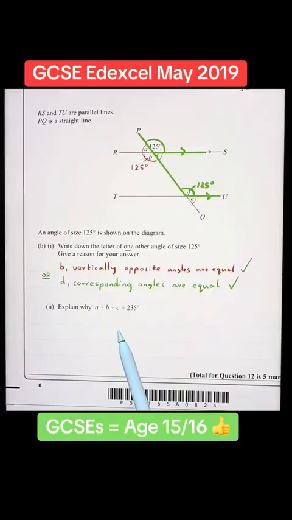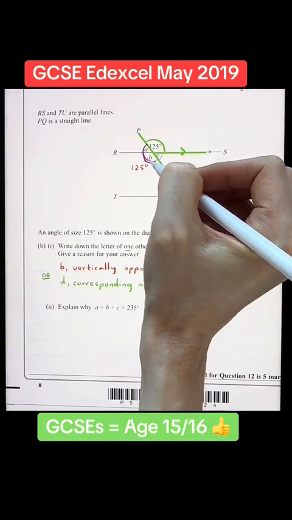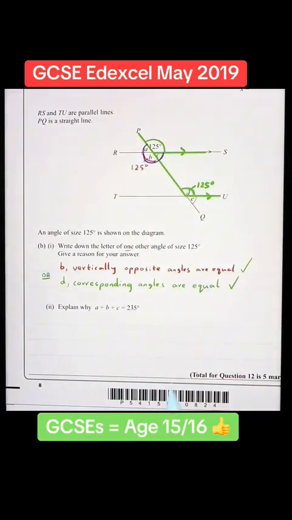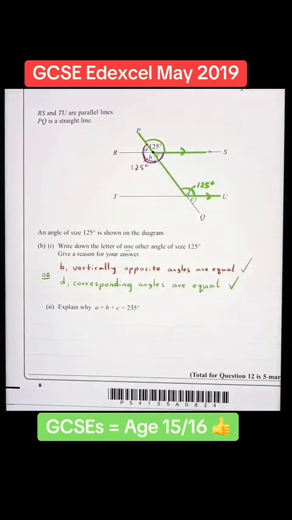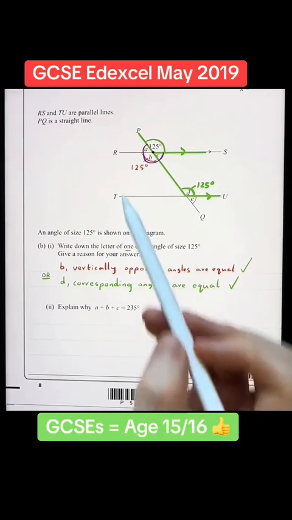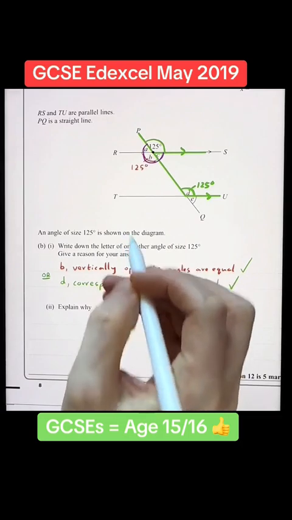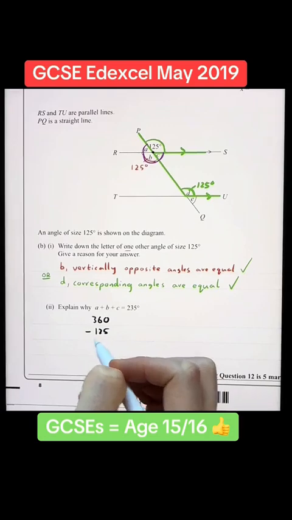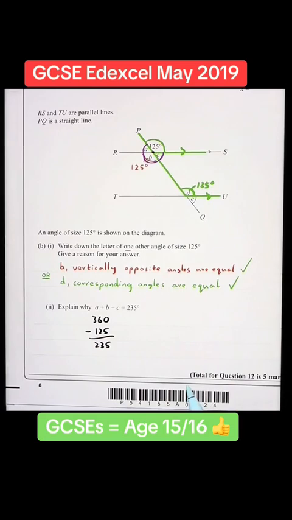Part 2. Explain why A plus B plus C is equal to 235 degrees. We're locating the letters A, B, and C. Here I can see that A, B, and C represent the angles here. And I can see in total that in the middle, I have a point. I know the angles around a point always add up to 360 degrees. As I have one angle, in this case 125, to work out a total of A, B, and C, I'm going to do 360 degrees subtract 125 degrees, which will give us 235 degrees. And that will be the sum of angles A, B, and C.